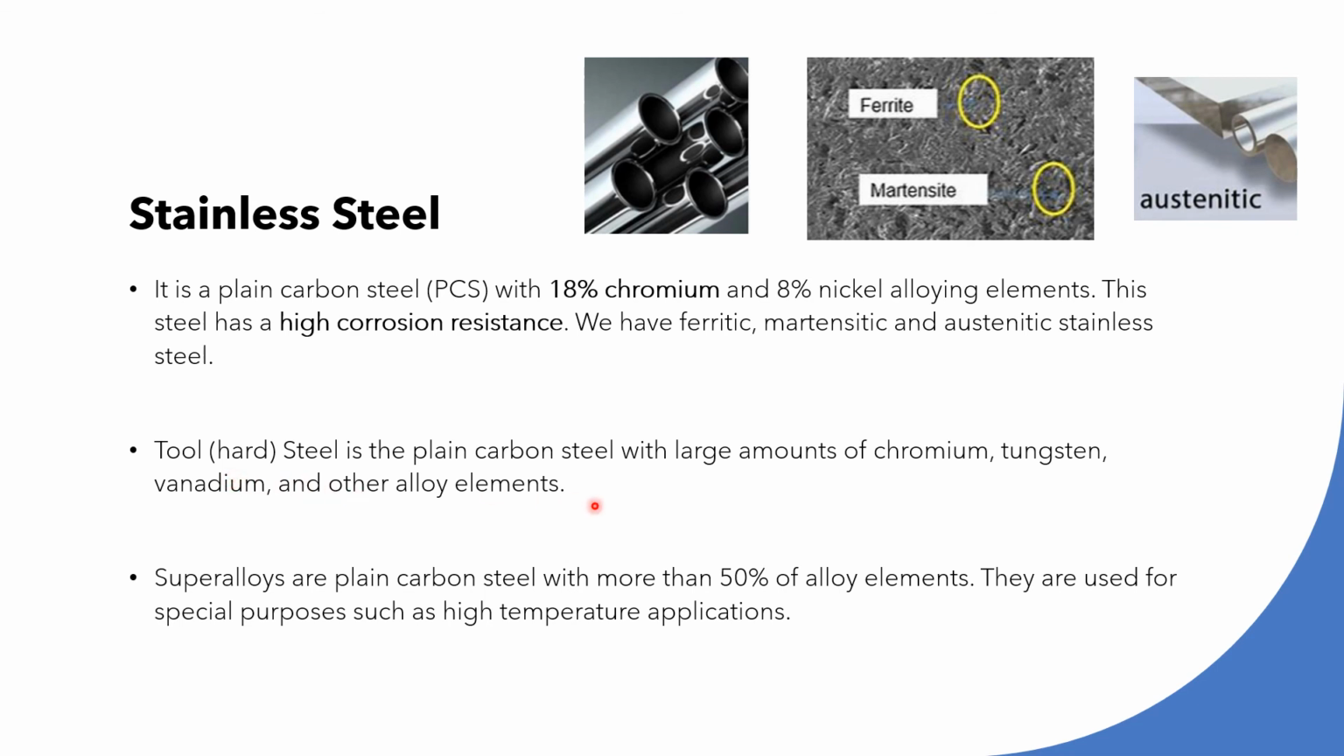Tool steel, we call it tool steel because you can use it. They're very useful. It's a little bit better than plain carbon steel. Why? Because we put in more chromium, and we also put in tungsten, vanadium and other alloys. So refer to the previous table. Super alloys are better than PCS because we now have like 50% alloy elements. We use them for special purposes, like very high temperature applications, for example in a sophisticated national lab, a NASA lab.